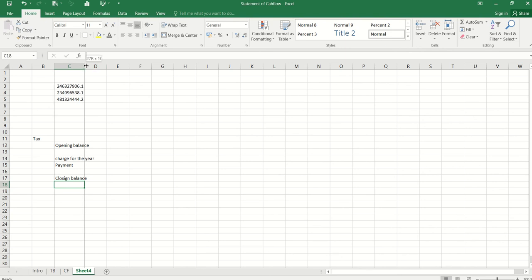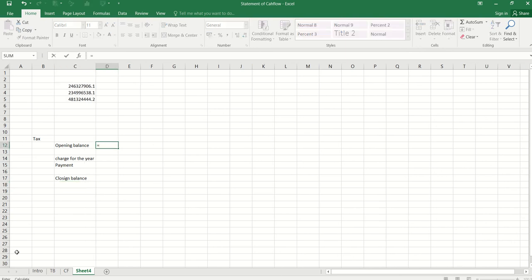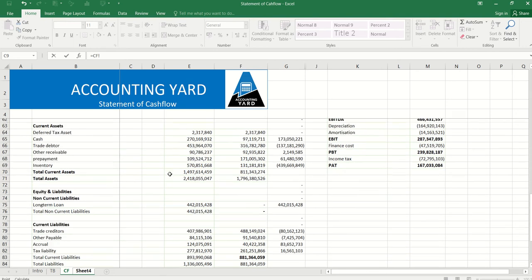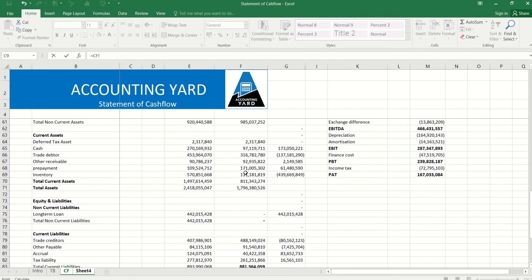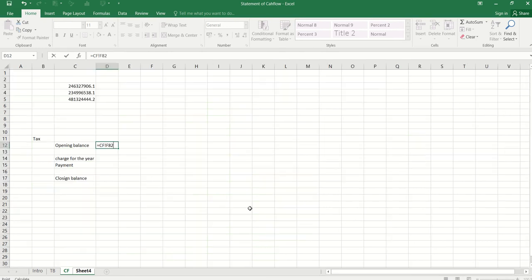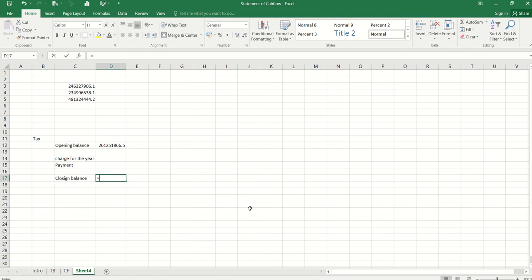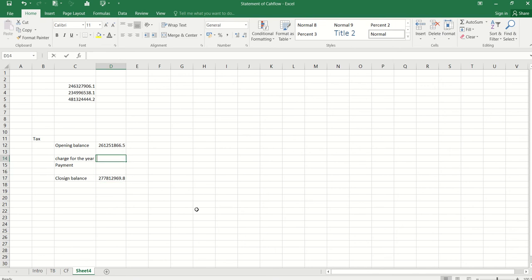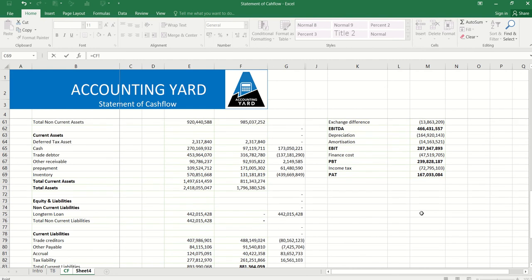To make life easy for us, our opening balance, we can get it from what? Our prior year. So you look for income tax liability. This is prior year, right? Our closing balance is the current year. Pick it. We also know that our charge for the year is the charge we have in our income statement, income tax for the year. Turn it to positive, right?